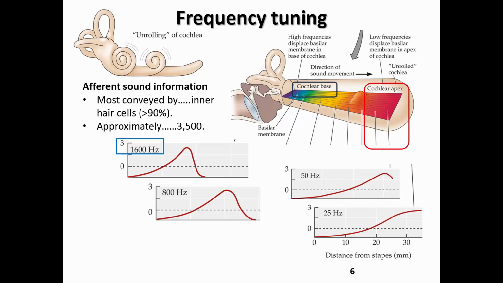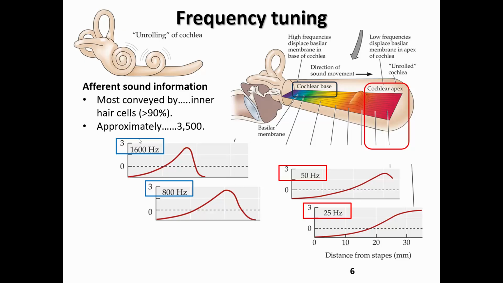What we see here on the bottom are four different sample sound waveforms. Here we see a high frequency waveform characterized at 1600 hertz. Another one not quite as high, but still considered fairly high, at 800 hertz. And on the right-hand side, we have a 50 hertz and 25 hertz, so lower frequencies.